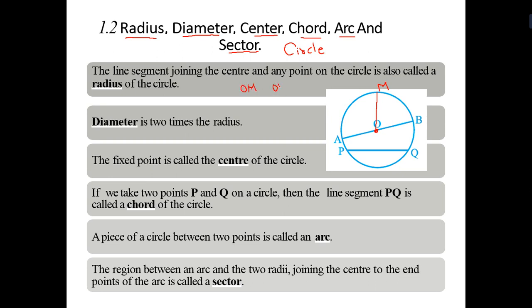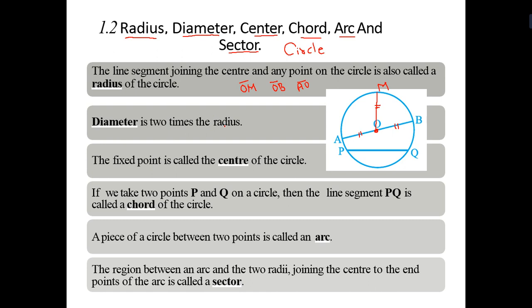Another, we can say OB is also a radius. Another, AO is a radius. Generally we can use a symbol like that, or we have to write line segment. So that is the definition of radius. So this is a radius. Again here it is a radius. Here it is a radius. It is equal. A line segment joining the center and any point on the circle is called a radius of a circle.